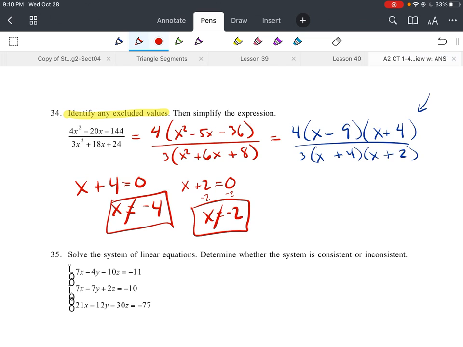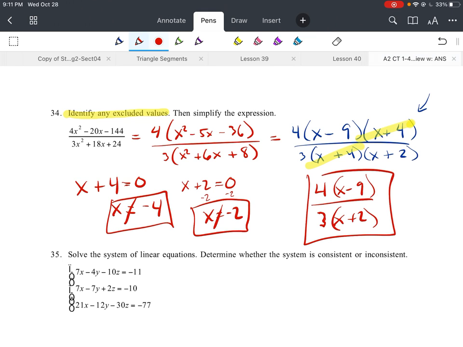All right, next thing, cancel. Let's cancel some things out. Bam, bam. Those guys are gonzo. We already identified the excluded values, so we're good. Let's just write our solution now. This is going to be 4 times (x minus 9) over 3 times (x plus 2). Now you might say to yourself, can't I factor that x minus 9 into something? No, it's not two squares. The 9 is square, the x is not squared. So these are actually as simple as can be. You do not need to multiply those through. Leave it like that. This is a good answer right here. Okay?